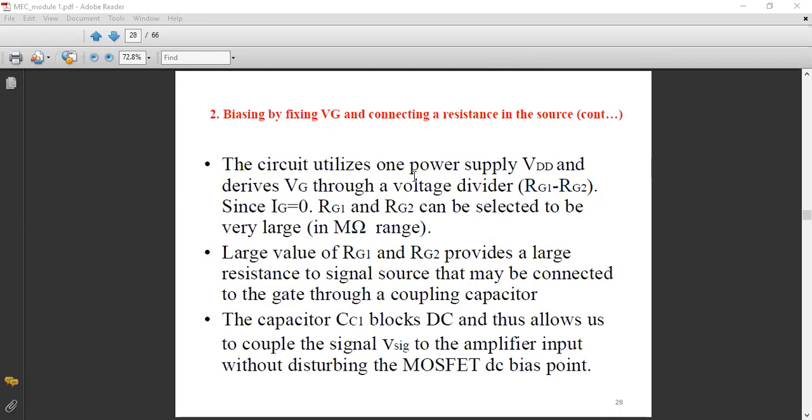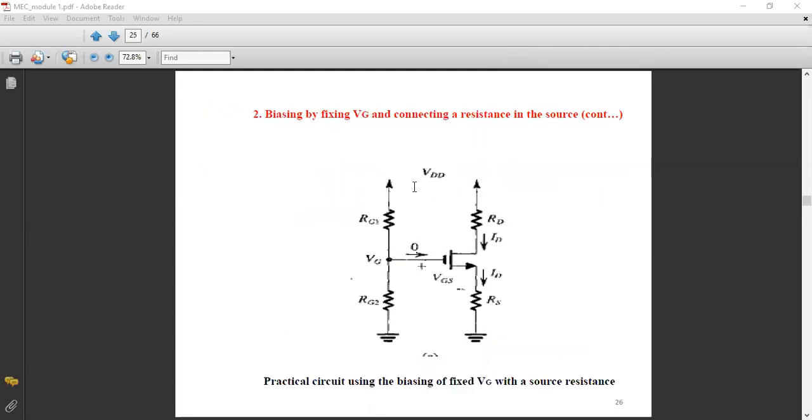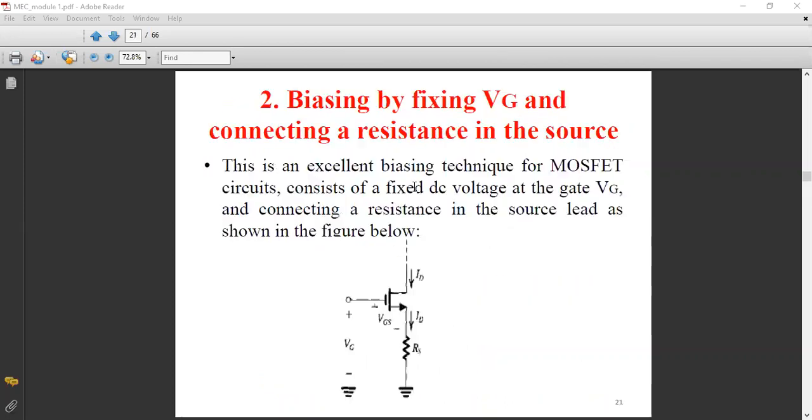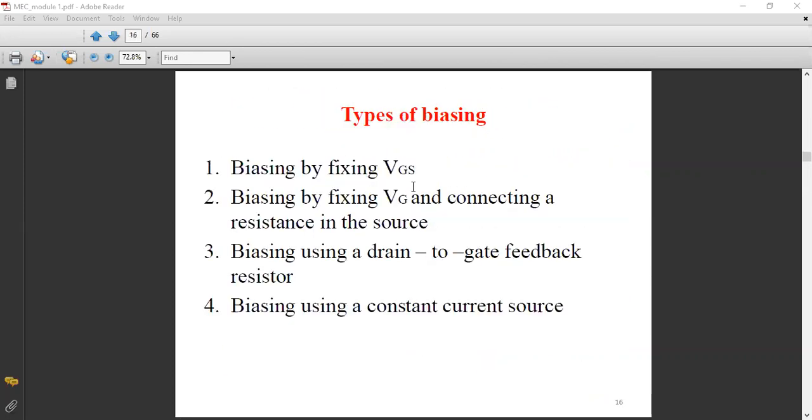So in the last class, we were discussing the biasing techniques of MOSFET. Let us have that list of biasing techniques. Yes, we have four types of biasing. One is biasing by fixing VGS. Second one was biasing by fixing VG and connecting a resistance in the source. And we compared the two techniques.